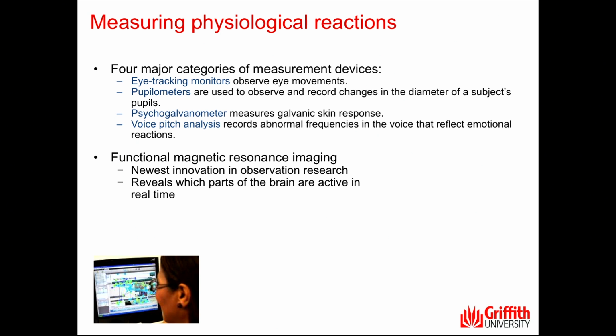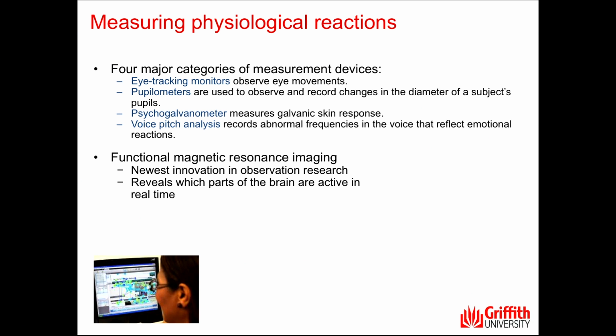This is very useful, especially if you want to know the effectiveness of your advertising on your website. Another tool is pupillometers, used to observe and record changes in the diameter of a subject's pupils. A psychogalvanometer measures galvanic skin responses, nervousness, whether people are upset. And you also have voice pitch analysis, which records abnormal frequencies in the voice that reflect emotional reaction.